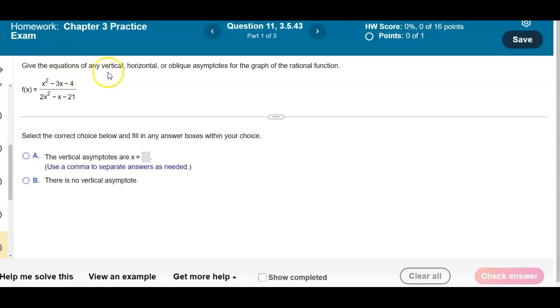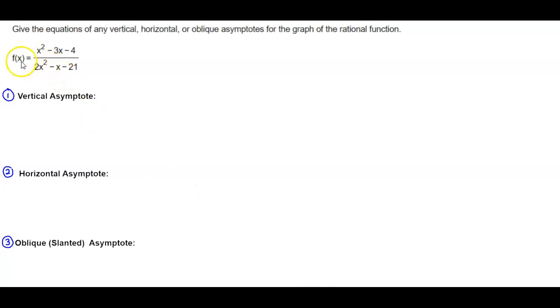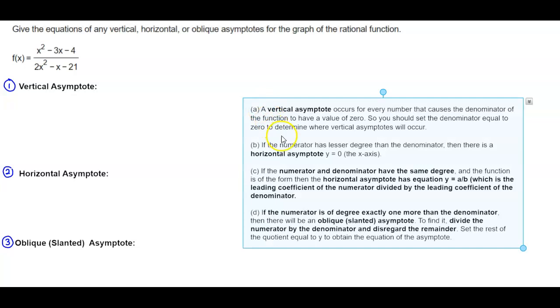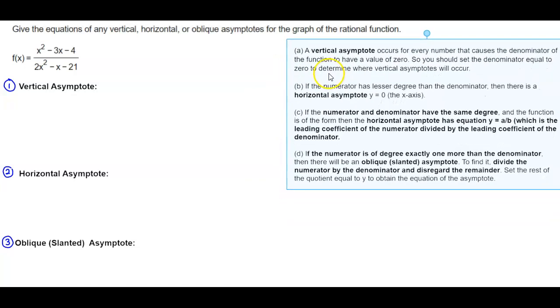Give the equations of any vertical, horizontal, or oblique asymptotes for the graph of the rational function. Here's our rational function, so let's take a look at that. So we have f of x, which is equal to x squared minus 3x minus 4 divided by 2x squared minus x minus 21. So the first thing we want to do is determine if there are any vertical asymptotes. Let's go over some of the definitions here of a vertical asymptote.